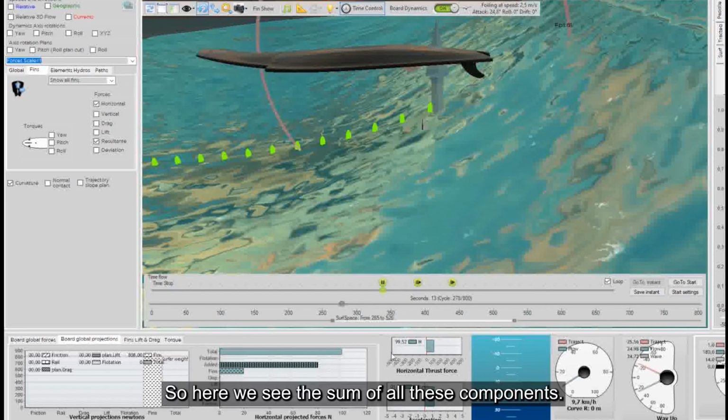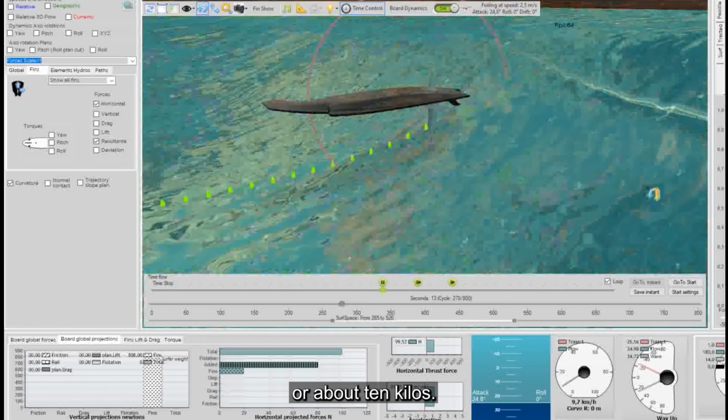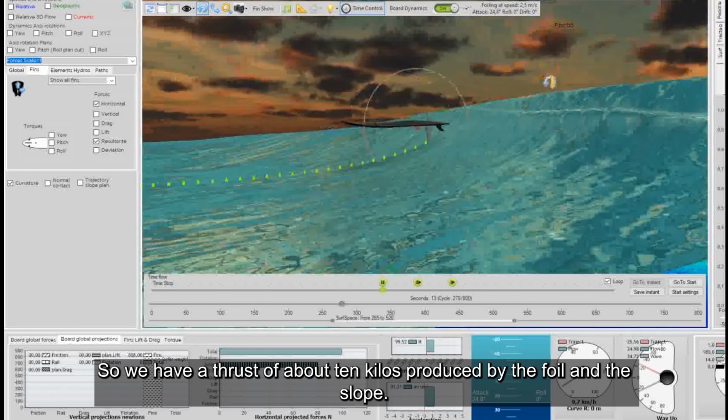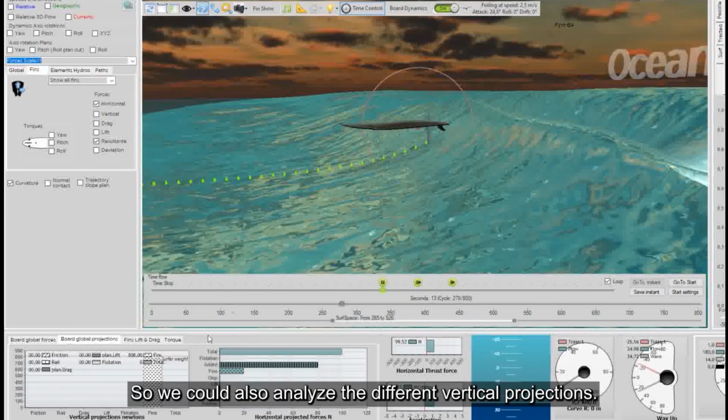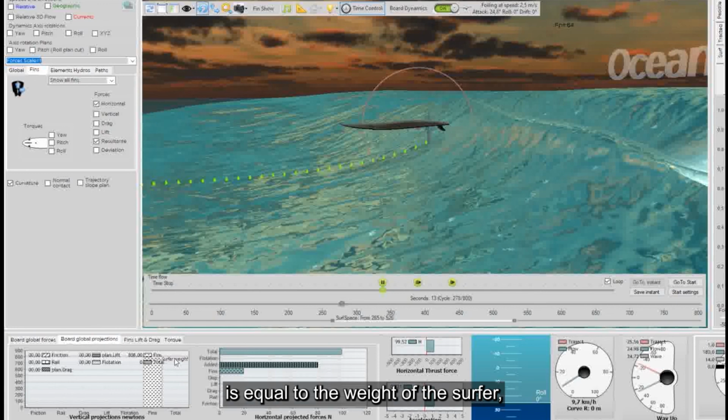So here we see the sum of all these components, which propels about 99 newtons, or about 10 kilos. So we have a thrust of about 10 kilos produced by the foil, and the slope. So we could also analyze the different vertical projections. We see that the vertical projection of the fins, so here our foil, is equal to the weight of the surfer.